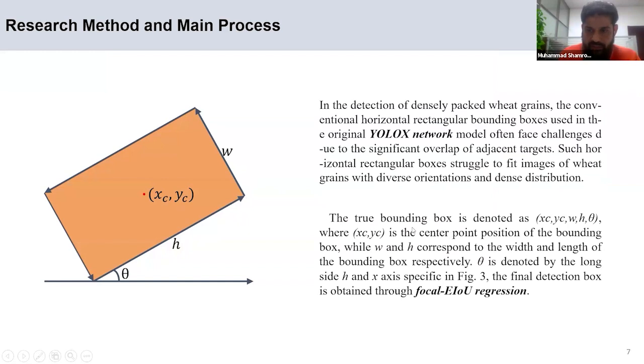For the x-axis and y-axis, first we have to make a box denoted as x_c, y_c, w, h, and theta. x_c and y_c are the center point of the bounding box. W and h present the corresponding width and length of the bounding box. And last, we have the angle, denoted by the long side of the h around the x-axis. This is figure 3 in our accepted conference paper.